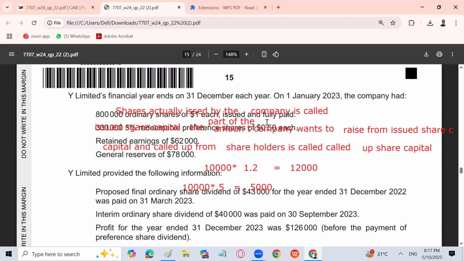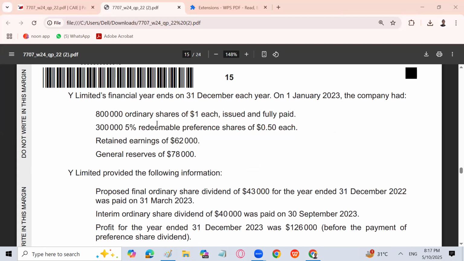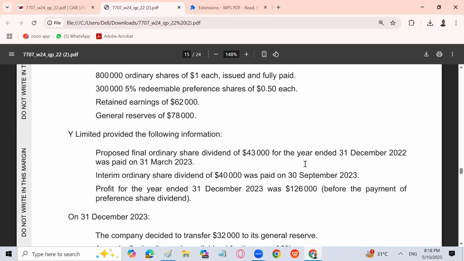Next part is Why Limited, financial year ends on 31st December each year. On 1st January the company had 8 lakh ordinary shares of $1 each issued and fully paid, 3 lakh 5% redeemable preference shares of 0.5 each, retained earnings 62,000, general reserve 78,000. Why Limited provided the following information. Proposed final ordinary share dividend of 43,000 for the year ended 31st December 2022 was paid on 31st March 2023.